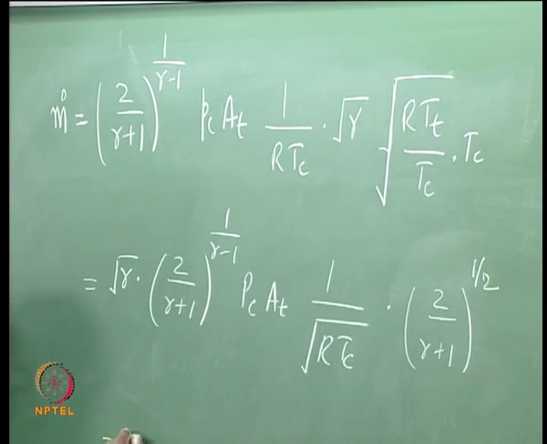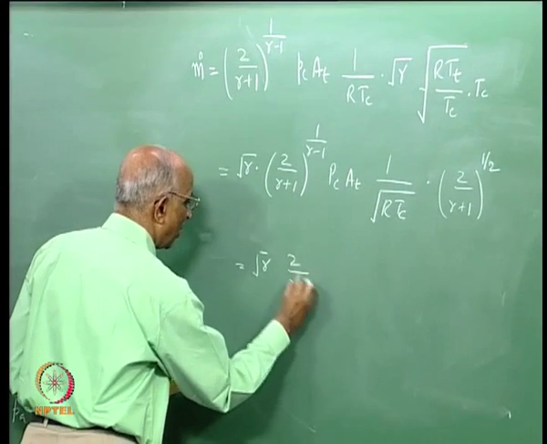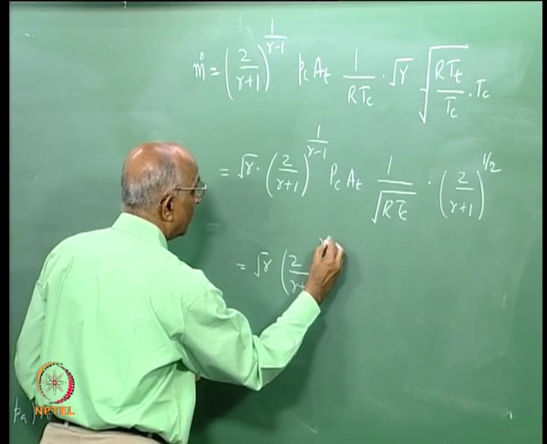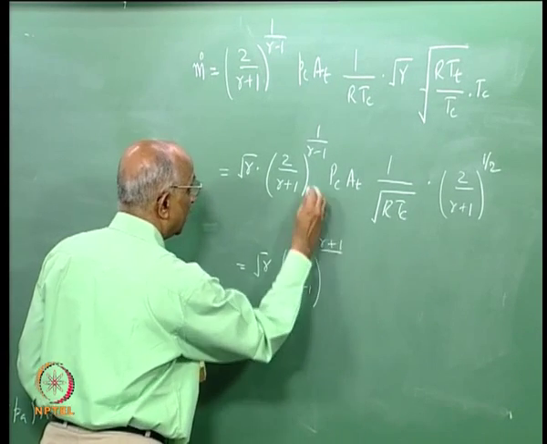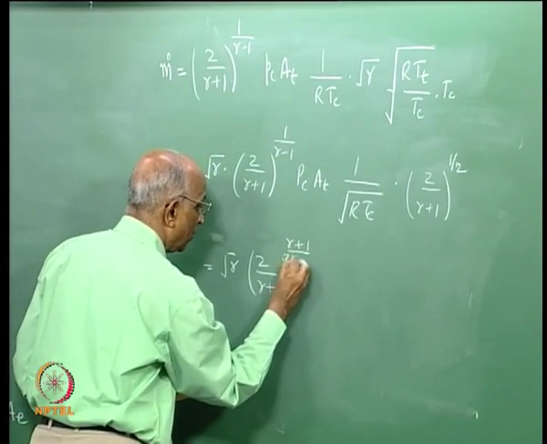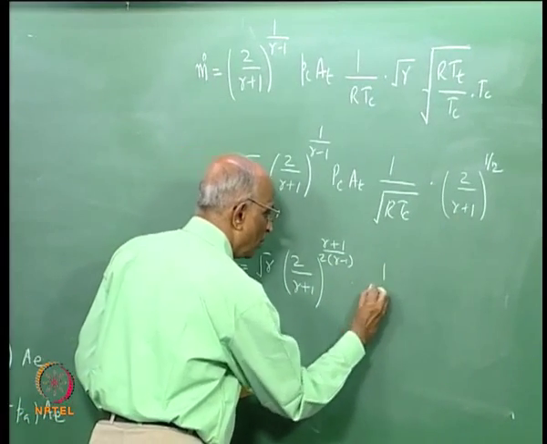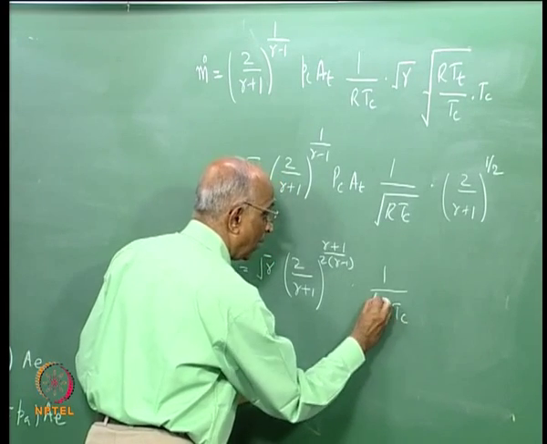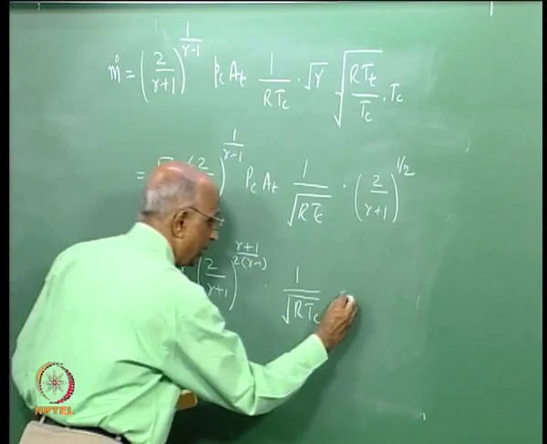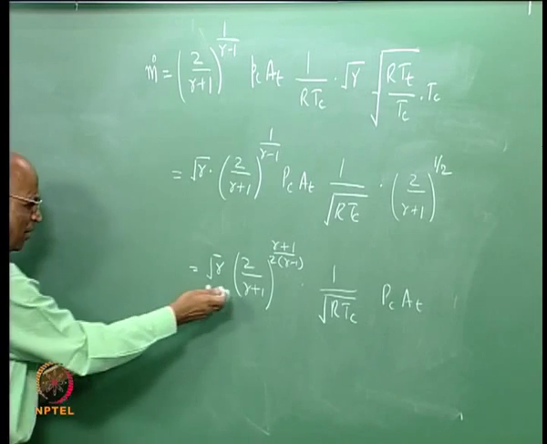the whole thing. I tell this is equal to under root gamma into 2 over gamma plus 1 to the power 1 over gamma minus 1 plus half, this is equal to gamma plus 1 divided by 2 into gamma minus 1, into 1 over RTC under root is what I get into PcAt, and this gives me, this is all a function of gamma.